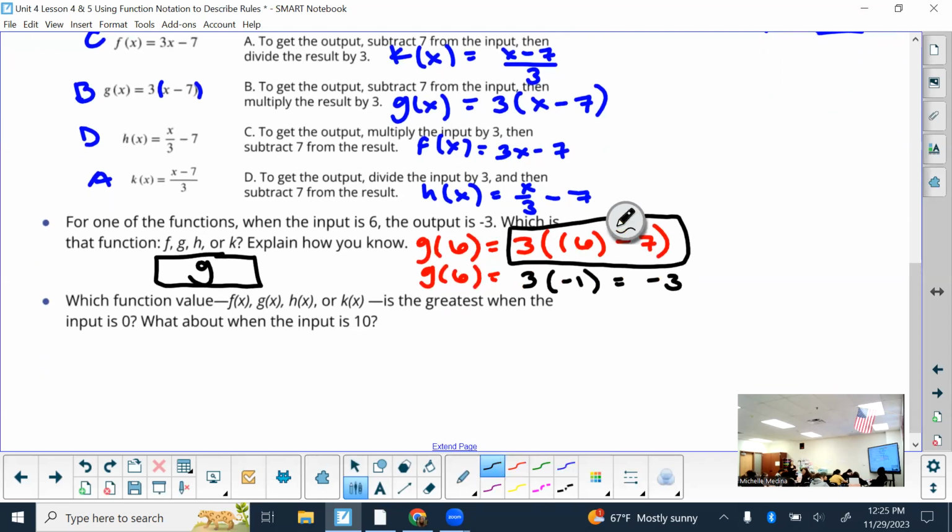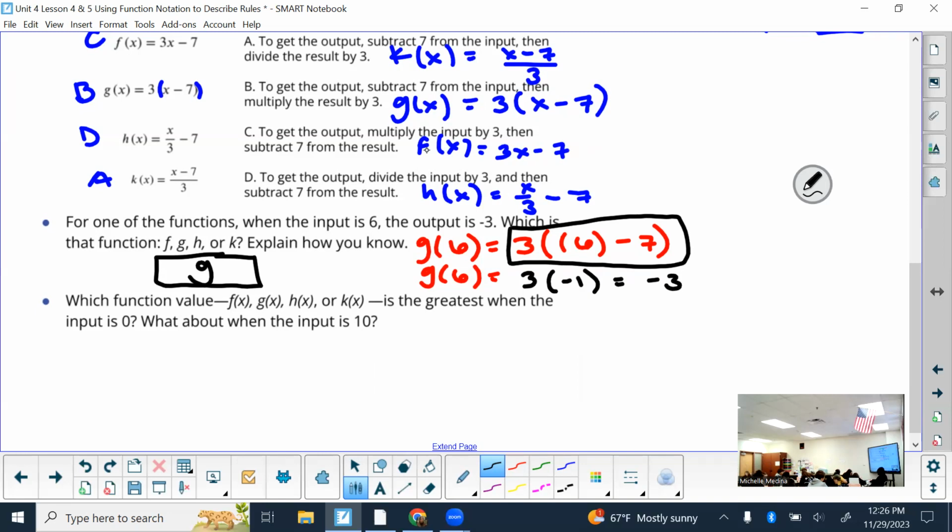All right, everyone with me so far? I know we kind of went through that one a little fast, but that's the gist. If I were to plug in 6 into any of the others, I would not get -3. Like if I plugged it into f of x, 6 times 3 is 18. 18 minus 7 is 11. So it wouldn't be f of x. So you go through until you find your answer.